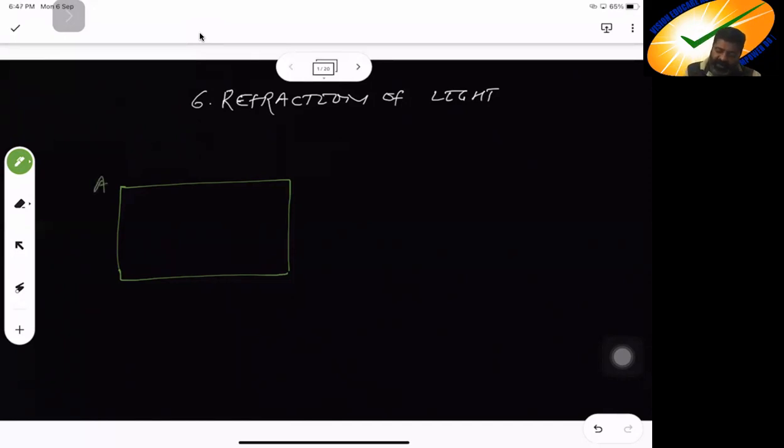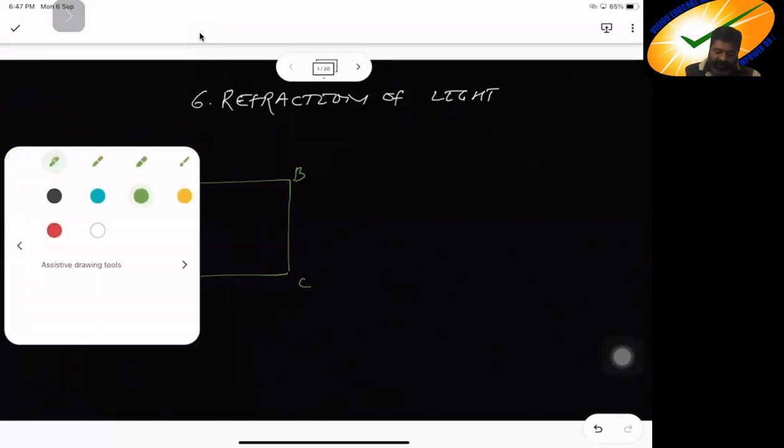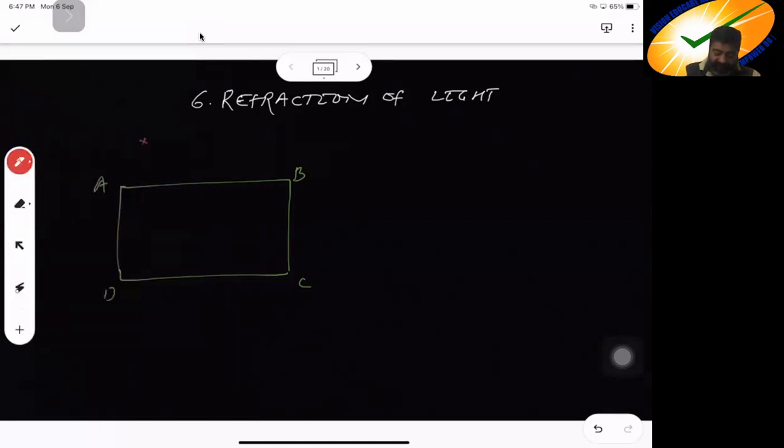A glass slab is kept on a drawing paper, its boundary is drawn, then the glass slab is removed. After removing it, they plot 2 points over here. If you have done the experiment, you can recall 2 points are plotted like this, and at these 2 points there are 2 pins which are inserted. Pin को insert कर देंगे, 2 pins.